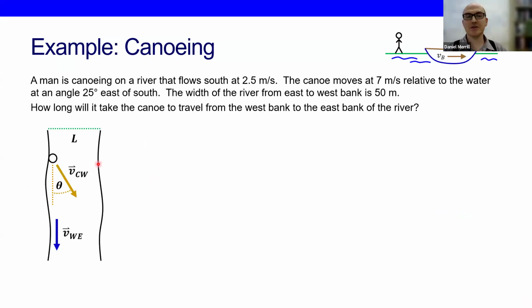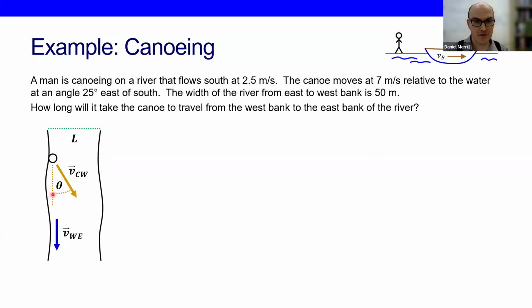I drew a picture, and here's my picture to start off with. We've got the river banks here. The person starts on the west bank. They're going to travel to the east bank, but they're not traveling directly across. They're traveling at this angle. I've drawn this arrow to represent their velocity relative to the water. So that's 7 meters per second, directed at 25 degrees east of south.